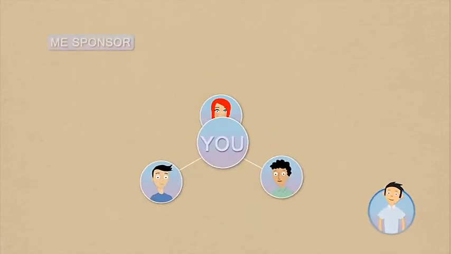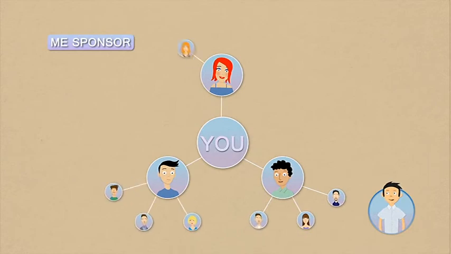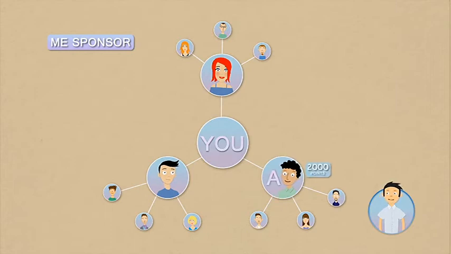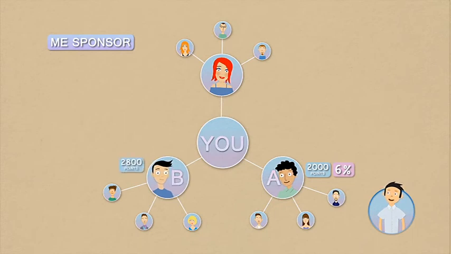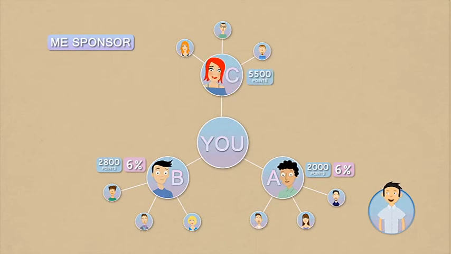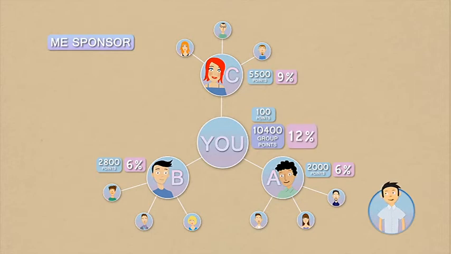Have a look at a sample structure. Let's assume that it consists of three branches, or in other words, three people that you invited. Branch A earns a total of 2,000 group points at the 6% level of effectiveness. Branch B earns 2,800 group points at the 6% level of effectiveness as well. And Branch C earns 5,500 points at the 9% level of effectiveness. Because the points accumulate and are combined with your own purchases, you earn a total of 10,400 points at the 12% level of effectiveness.